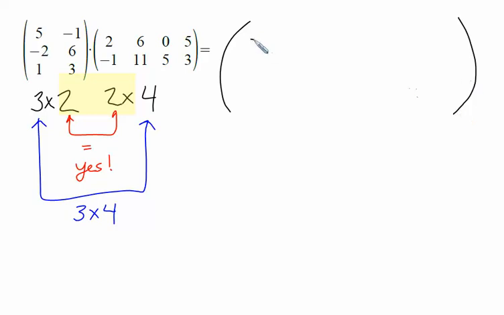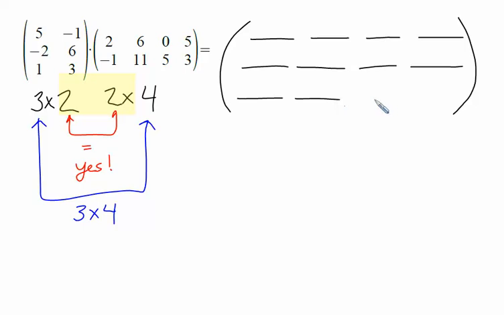Now that means we're going to have 4 columns, so I'm going to put 4 blanks going across from left to right, and we'll have 3 rows. So I'll put 3 rows going horizontally. Now to fill in each of these numbers, what we do is take a row from the first matrix, pair it with a column from the second matrix, and that would fill in the blank.